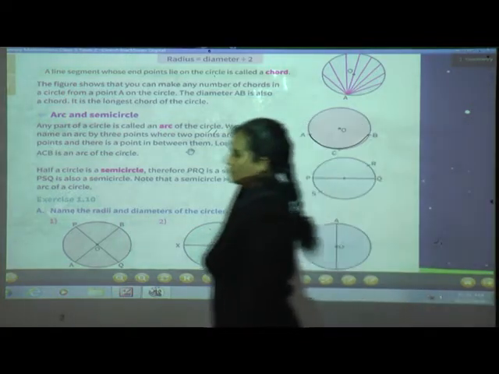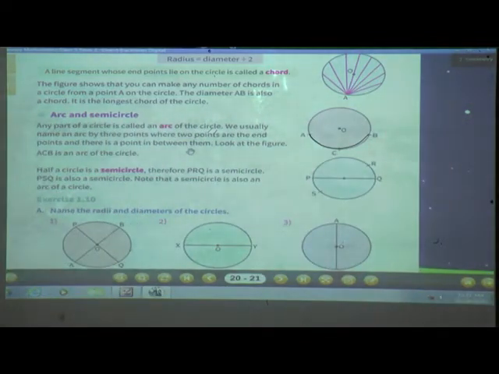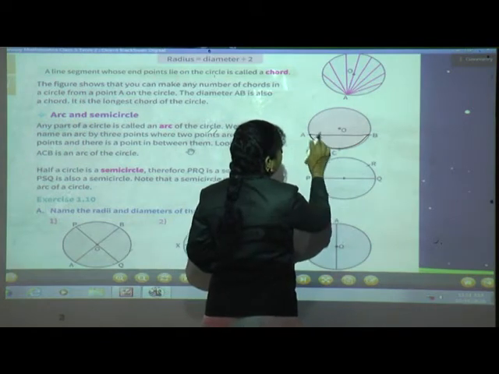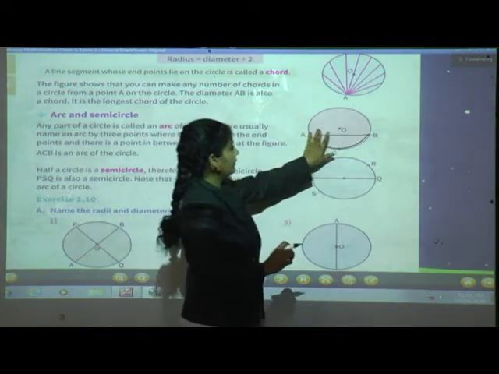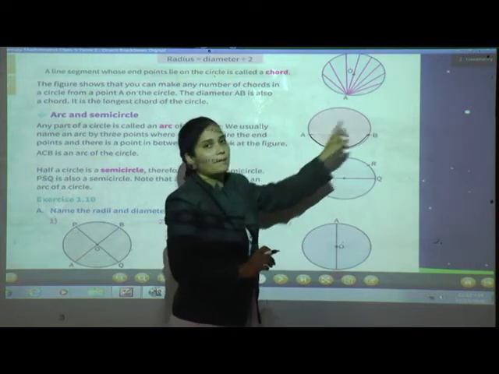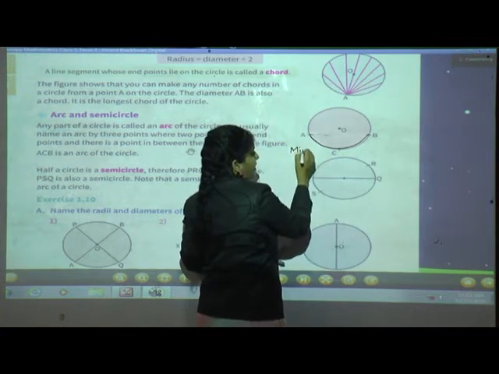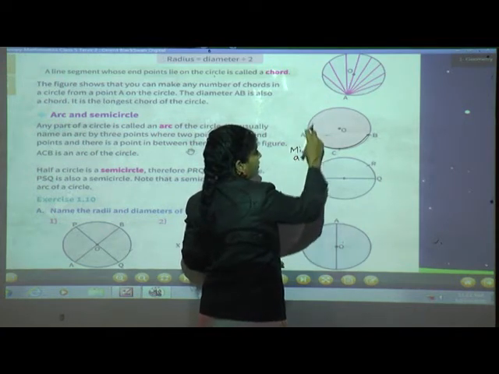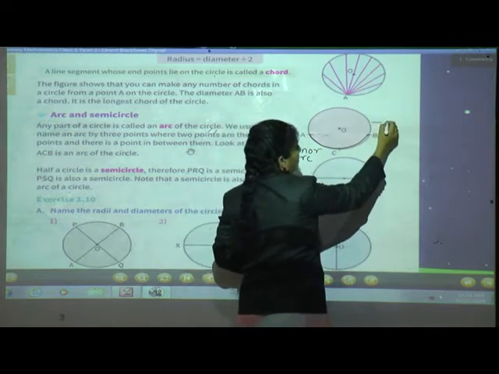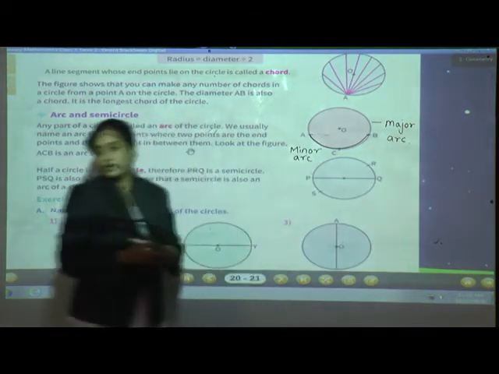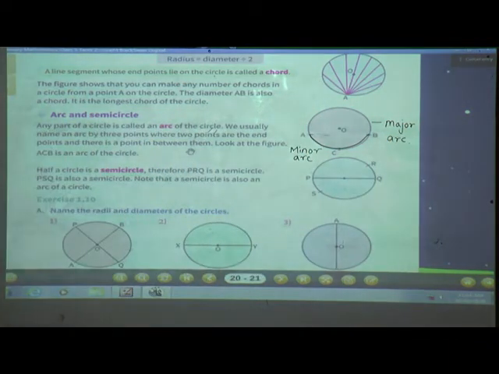Now students, there are two types of arc, major arc and minor arc. Here you can see this arc is a smaller arc, and this is the major arc. Smaller arc means minor arc, and this is a bigger arc, that's why it is a major arc. These are the two types of arcs, major arc and minor arc.